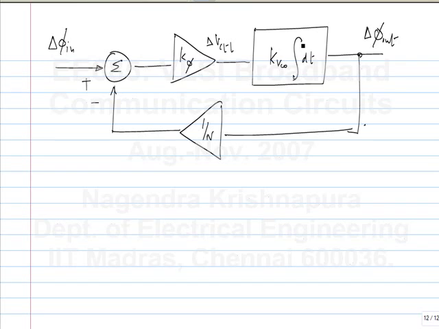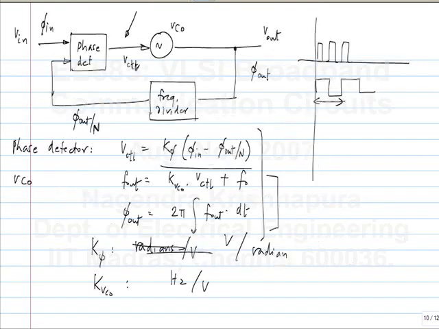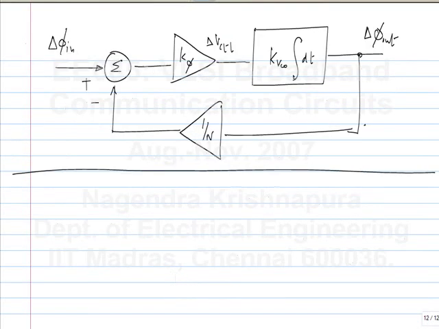Now let's go back and see what happens with the phase detector that we had, okay. Now in this case our phase detector model was that it simply gives you K phi times phi in minus phi out by N. What does the XOR give you? XOR was the first suggestion for a phase detector, right.